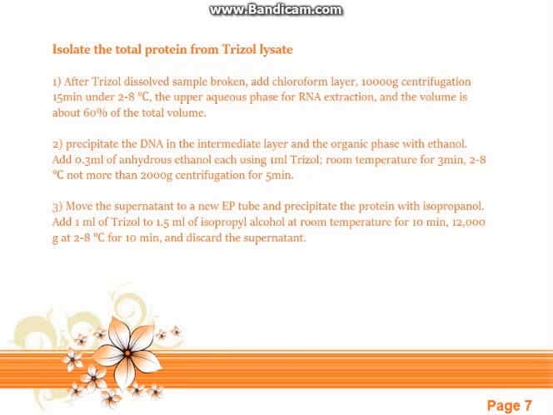3. Move the supernatant to a new EP tube and precipitate the protein with isopropanol. Add 1.5 milliliters of isopropyl alcohol per 1 milliliter of Trizol, room temperature for 10 minutes, centrifuge at 12,000 grams at 2-8 degrees Celsius for 10 minutes, and discard the supernatant.